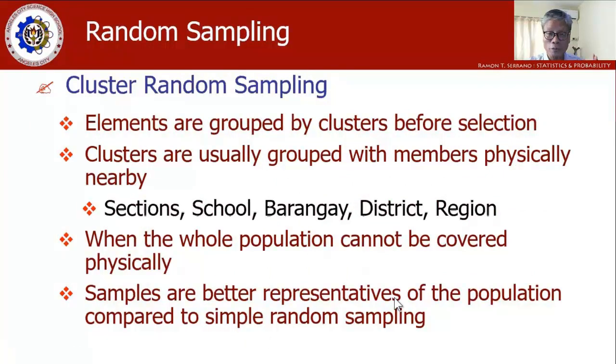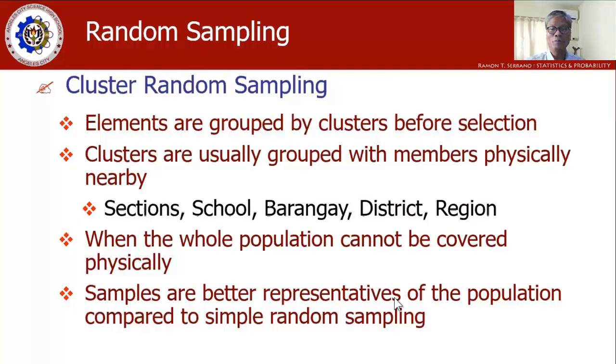The elements are also grouped, but this time by clusters before selection. So the whole population is grouped by clusters. This time around, they are physically nearby. Okay? Meaning to say sections. So you're in one section. You're all together in one room. Let's say by school. So of course, if you belong to that school, you all belong physically and stay in that school, right? Barangay, by district, by region, okay?